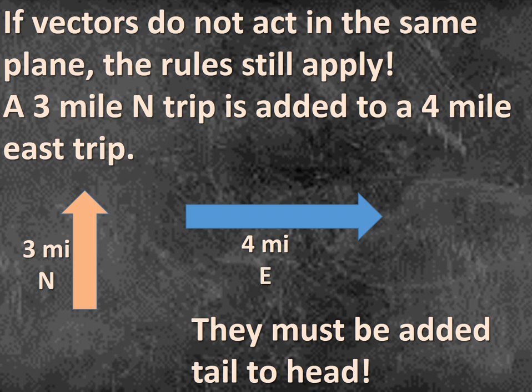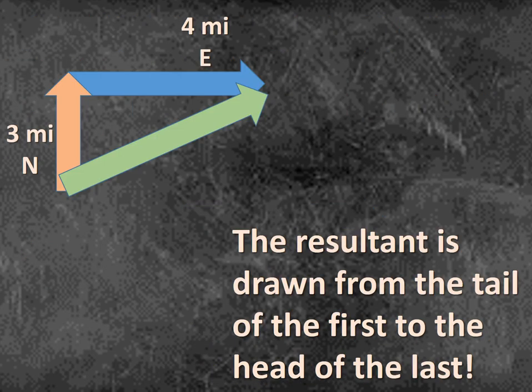If the vectors do not act in the same plane, the rules still apply. If we have a 3-mile north trip added to a 4-mile east trip, they must be added tail to head. We can move them around as much as we want, as long as we don't change their size or direction. And so the resultant is drawn from the tail of the first to the head of the last. And you can see that the 3-mile north vector is still pointing north, and the east vector is still pointing east.